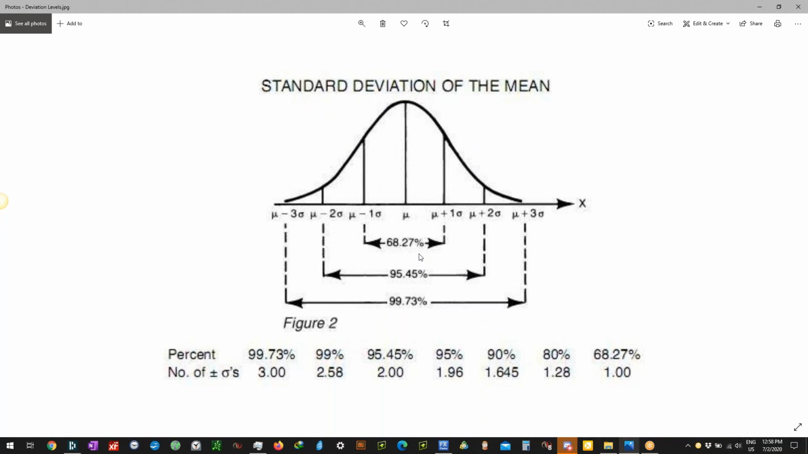Okay, so this is used in statistics, and it's called standard deviations. And you have a deviation 1 level, 2 level, 3 level, and beyond. And also you can go negative, negative, negative. So what does this mean?